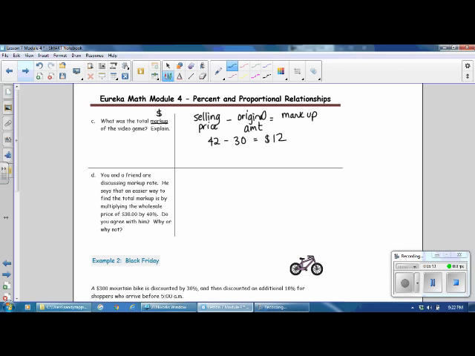You and a friend are discussing markup rate. He says an easier way to find the total markup is by multiplying the wholesale price of 30 by 40%. Do you agree with him? So let's see if that works. We have $30, which is the original amount, times the markup rate of 40%, which is 0.4, and 30 times 0.4 is 12. So that is a good and efficient way to find the markup.